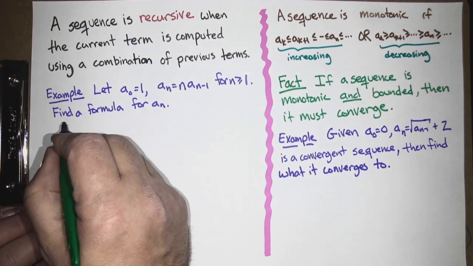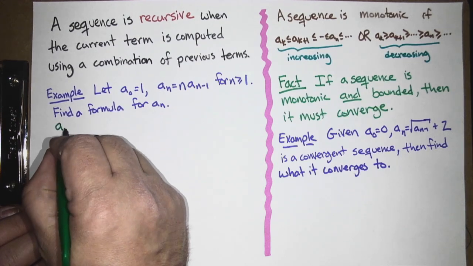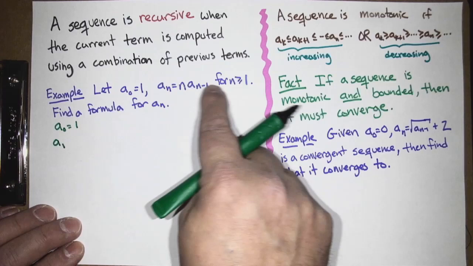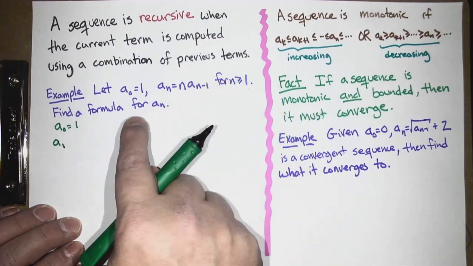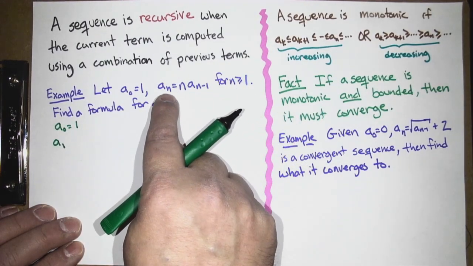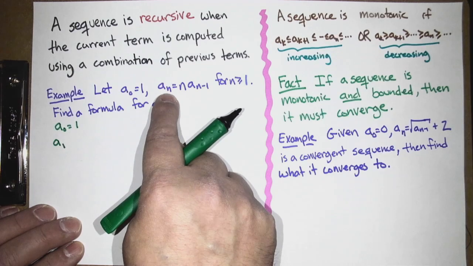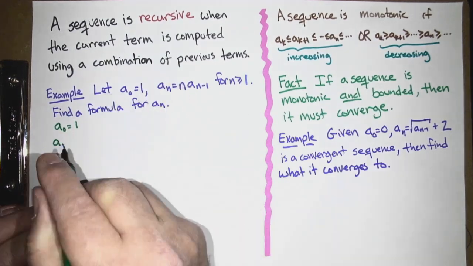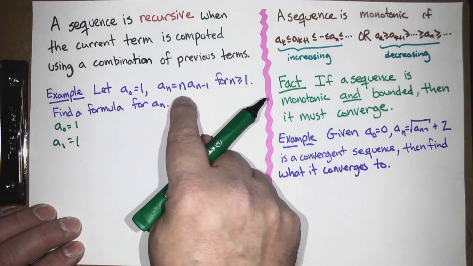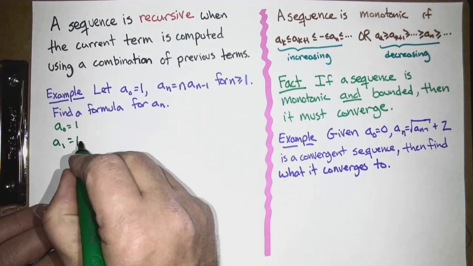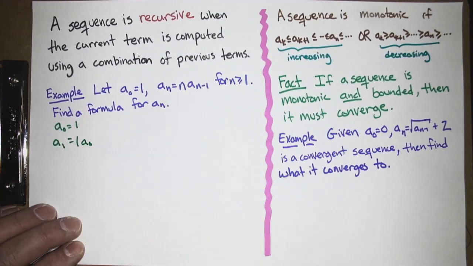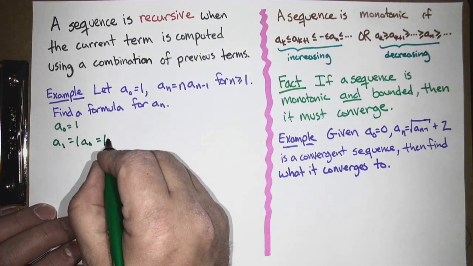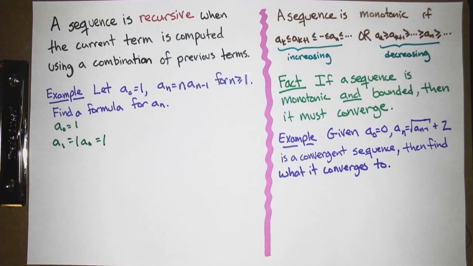So a good thing to do is just start making a list. So here is a0 equals 1. So I'm going to do it for n equals 1. Now what I'm going to do is everywhere where we see n, we're going to put 1. So a1 is equal to 1 times a sub 1 minus 1, which is a0. But what's a0? 1. So this is 1 times 1, which is 1.